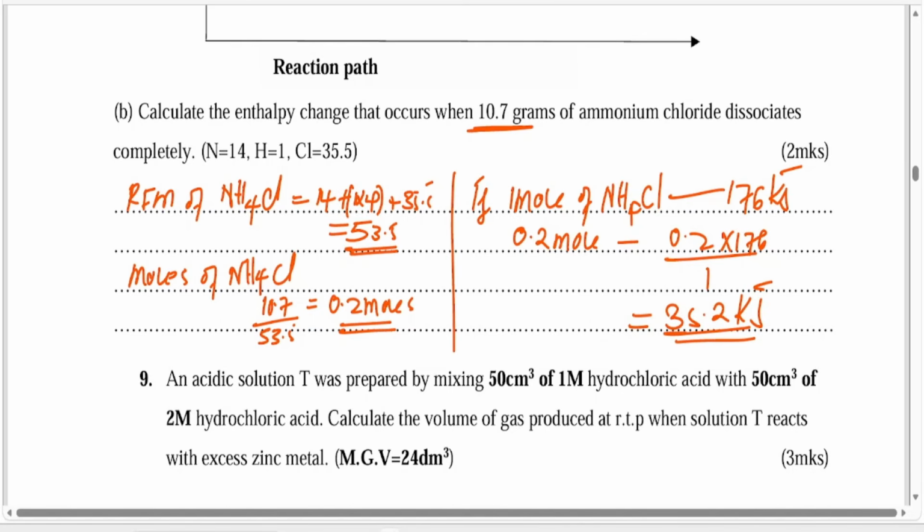So this gives you 2 marks. Working out the moles, I have a mark. Working out the relative mass, I have a mark. And getting the correct answer, 1 mark. So this totals to 2 marks.